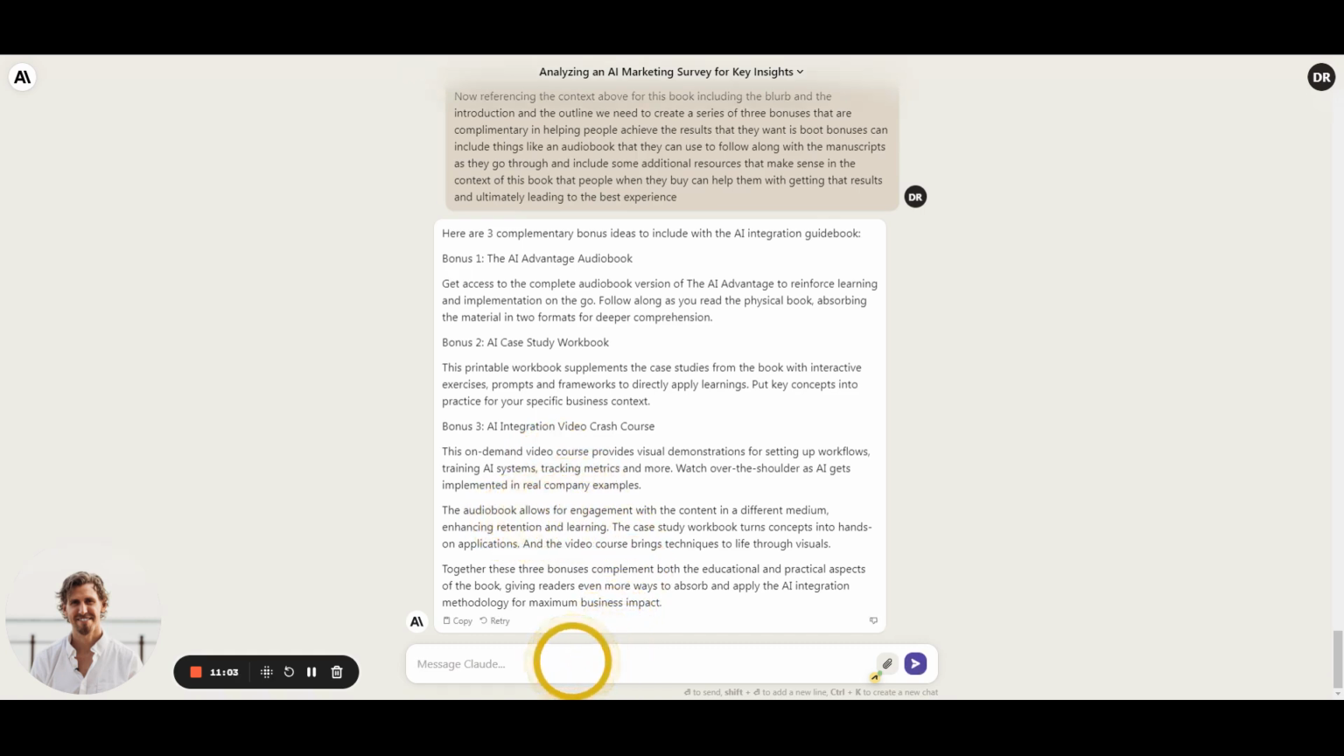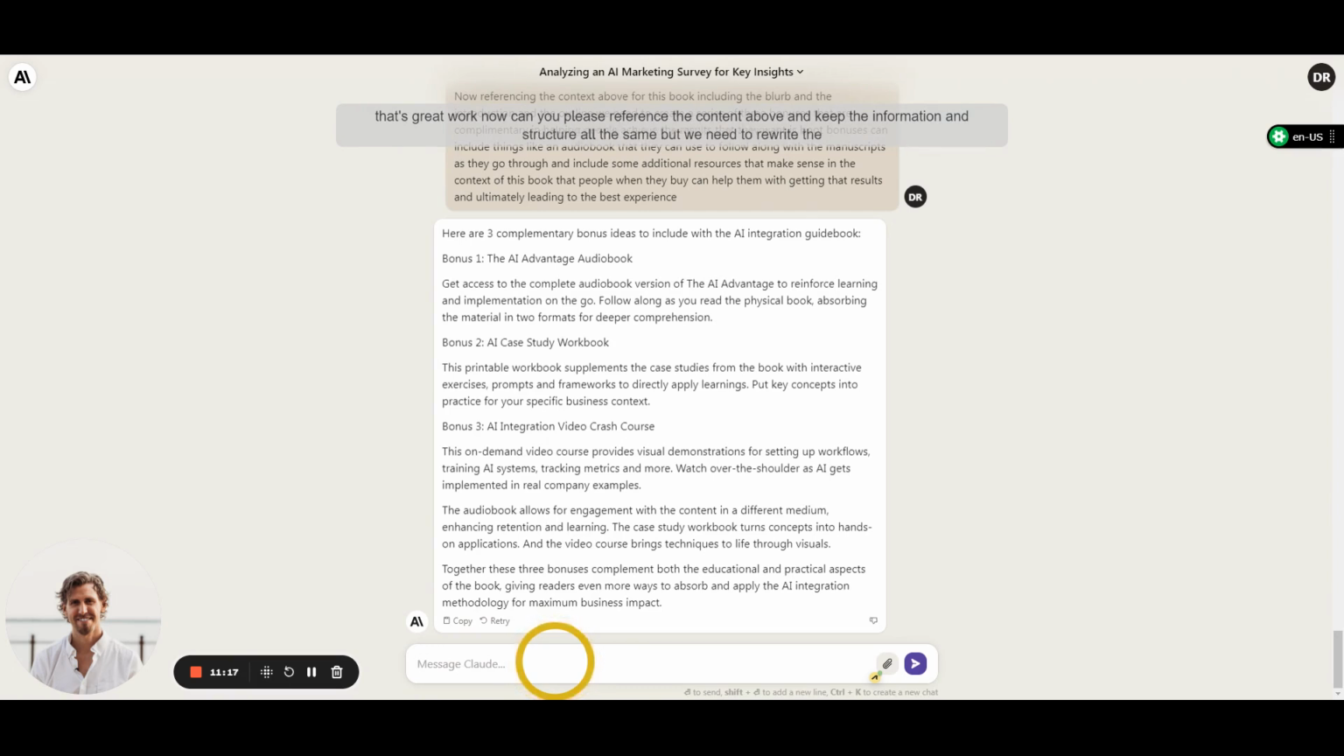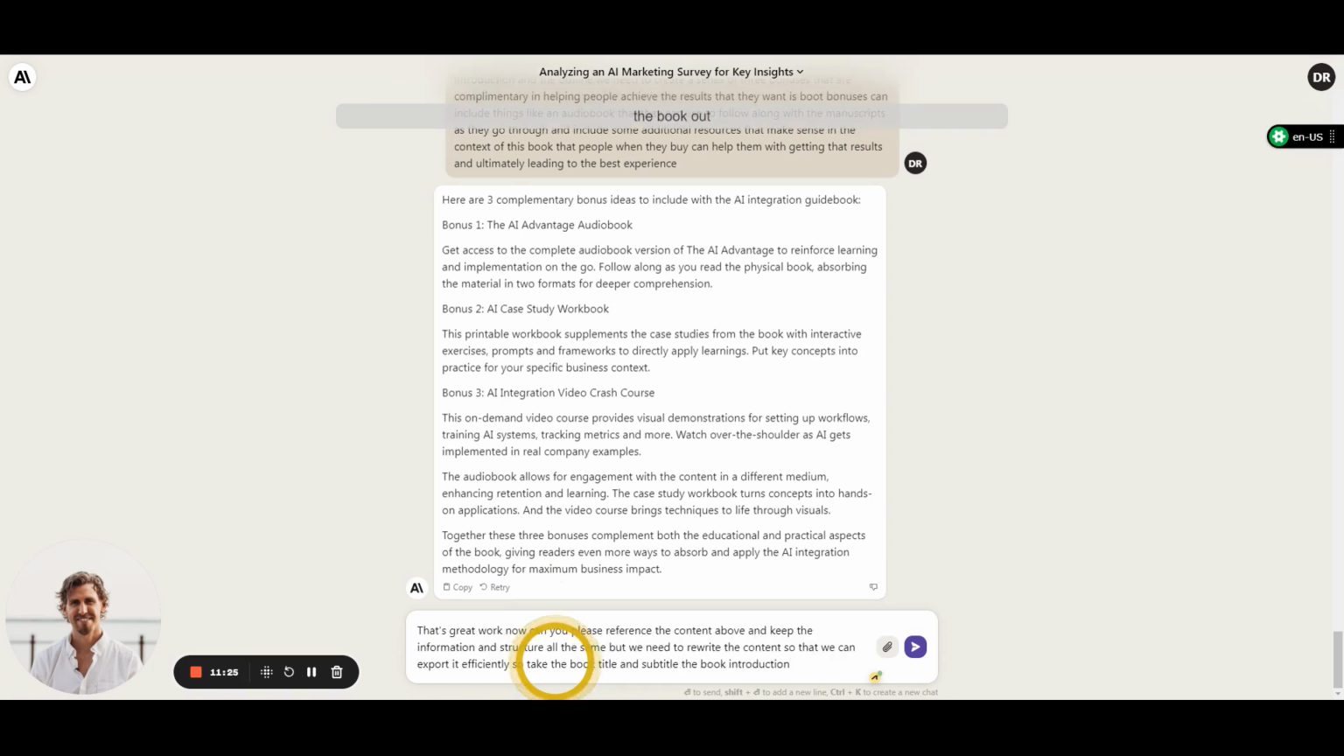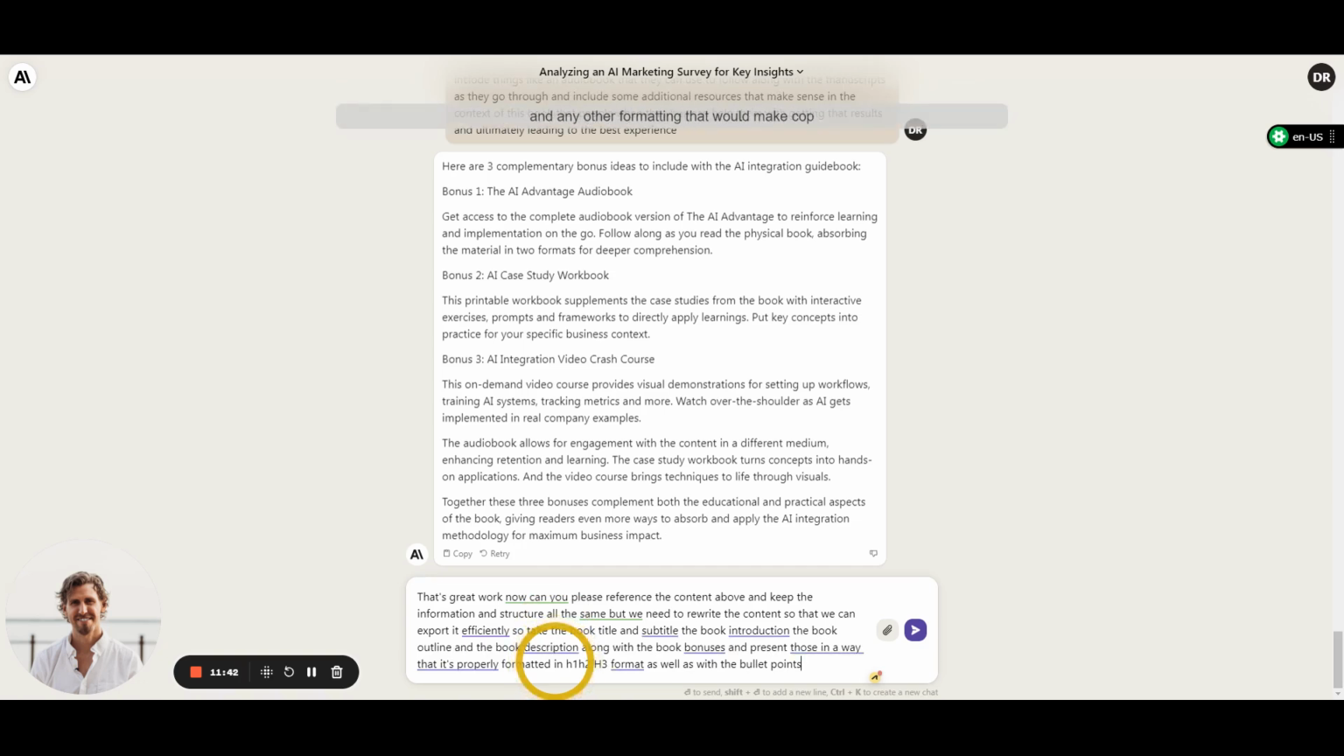And so now what I'm going to do to help me with exporting this, that's great work. Now, can you please reference the content above and keep the information and structure all the same, but we need to rewrite the content so that we can export it efficiently. So take the book title and subtitle, the book introduction, the book outline, and the book description, along with the book bonuses, and present those in a way that it's properly formatted in H1, H2, H3 format, as well as with the bullet points and any other formatting that would make copying and pasting this into a Word doc super simple.